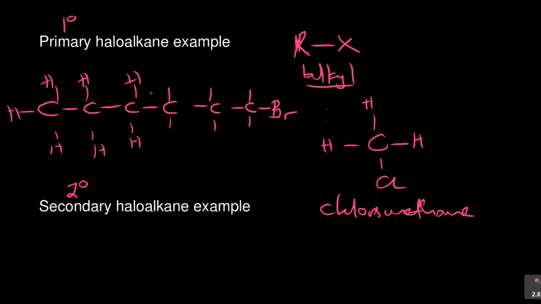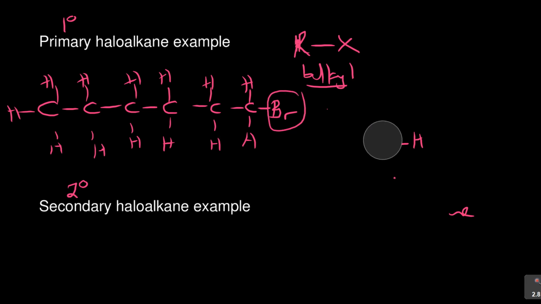When you put hydrogens here, what will be the name of this one? The name of this one is bromohexane. This is bromohexane. It's primary. Why? Because the Br is at the end. So again, guys, don't be fooled.